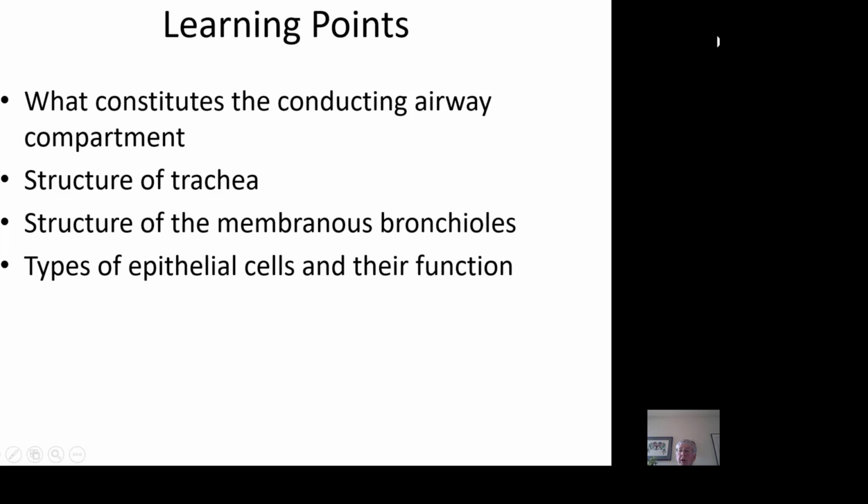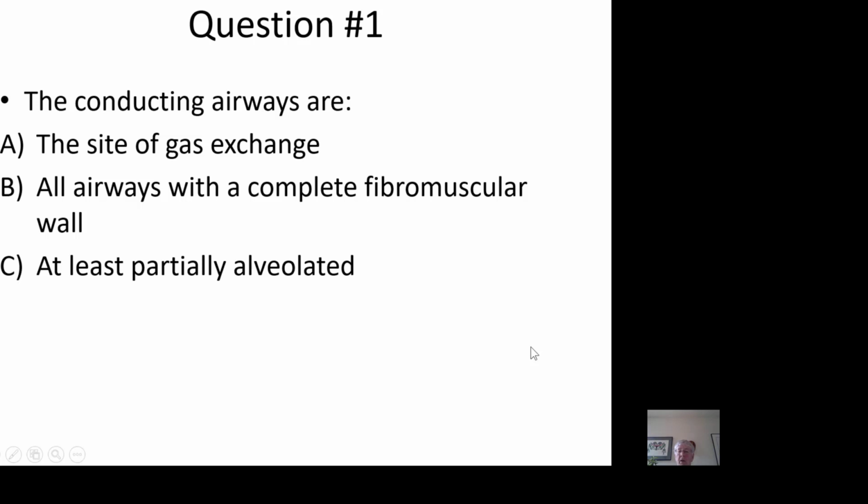So the learning points of this portion of the lung anatomy series are what constitutes the conducting airway system, the structure of the trachea, the structure of the membranous bronchioles, the types of epithelial cells, and their function. Here are your questions.